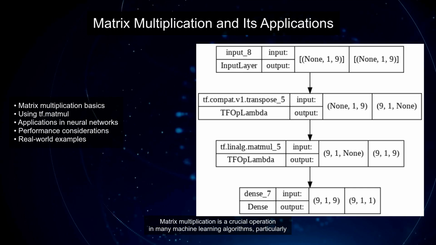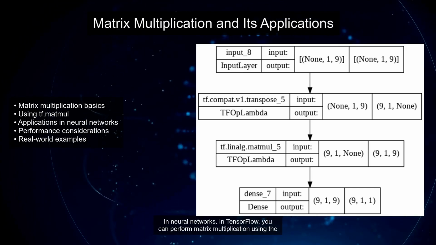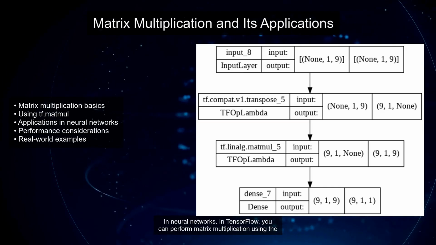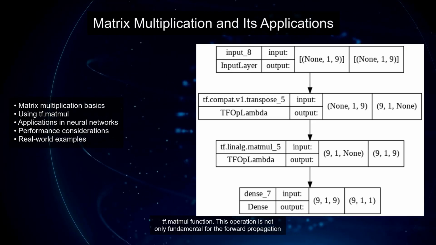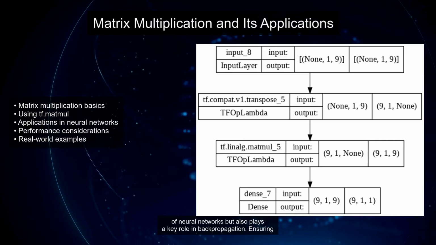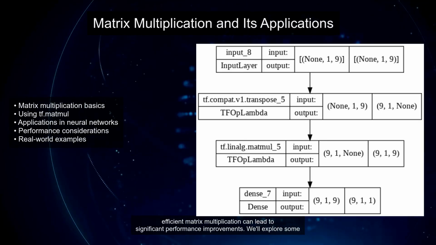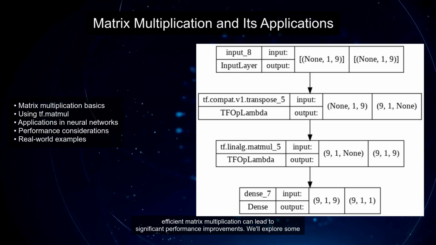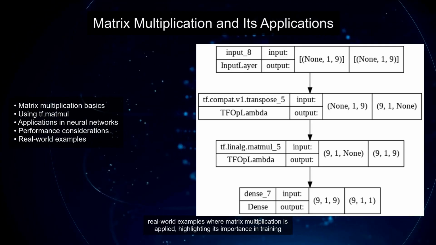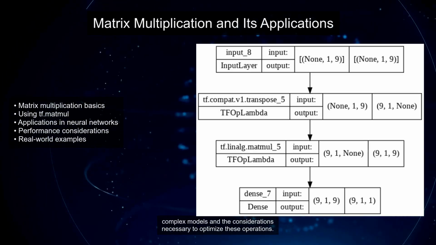Matrix multiplication is a crucial operation in many machine learning algorithms, particularly in neural networks. In TensorFlow, you can perform matrix multiplication using the tf.matmul function. This operation is not only fundamental for the forward propagation of neural networks but also plays a key role in backpropagation. Ensuring efficient matrix multiplication can lead to significant performance improvements. We'll explore some real-world examples where matrix multiplication is applied, highlighting its importance in training complex models and the considerations necessary to optimize these operations.